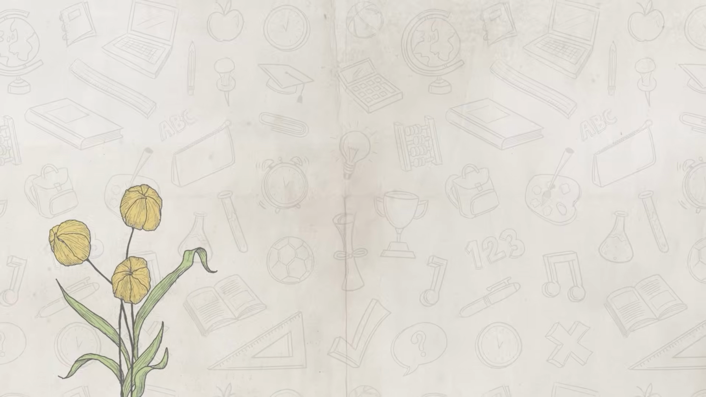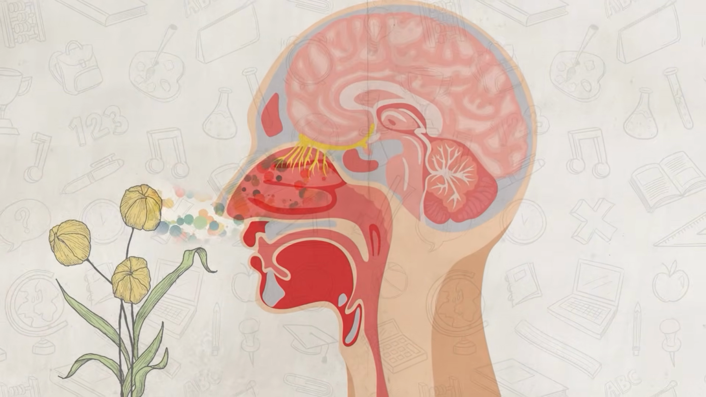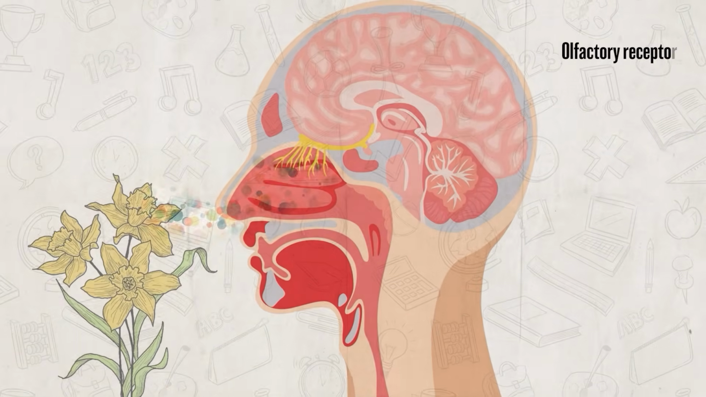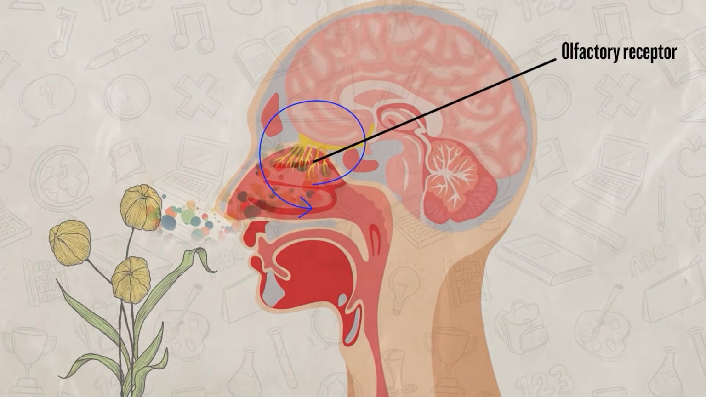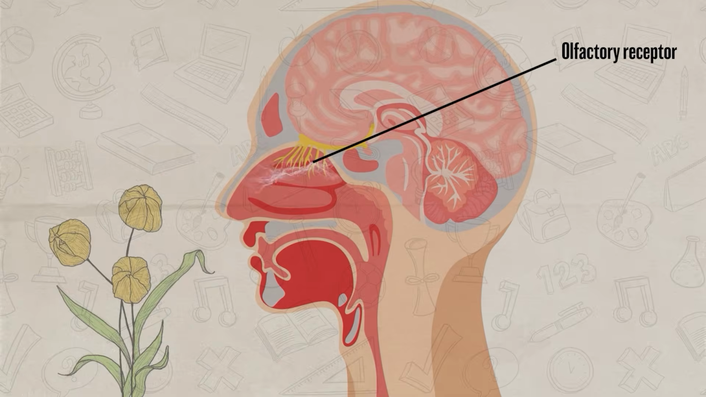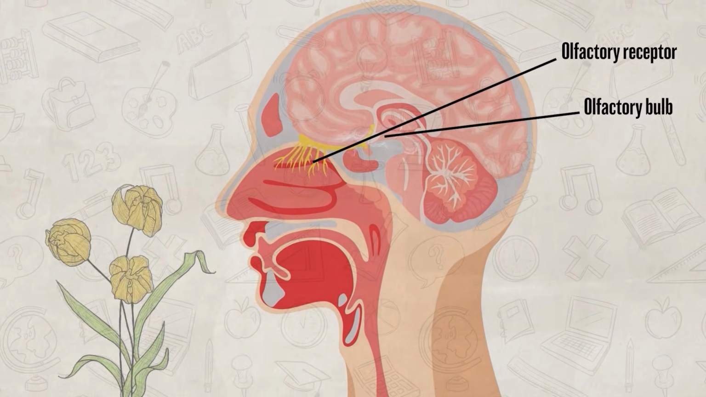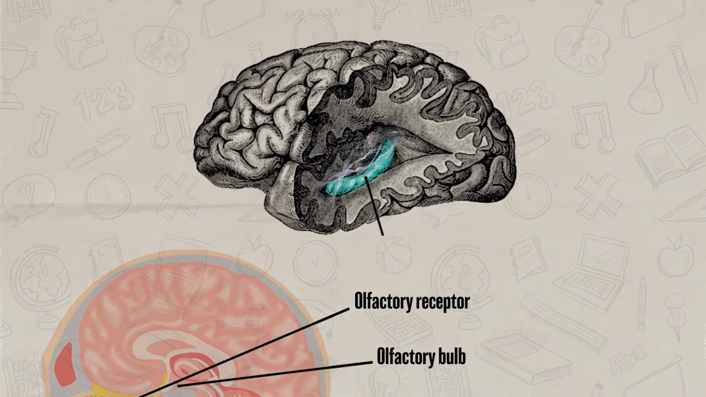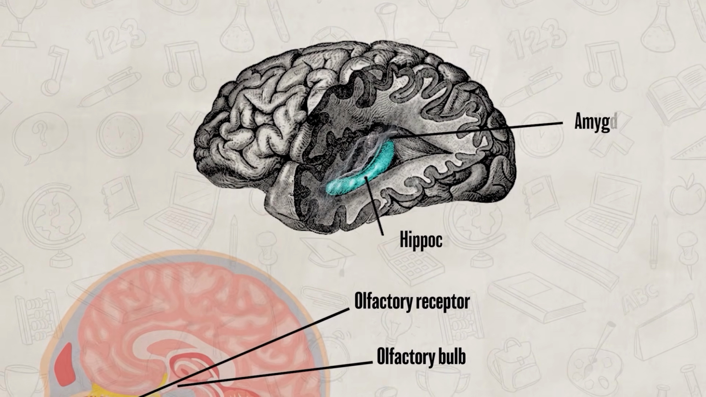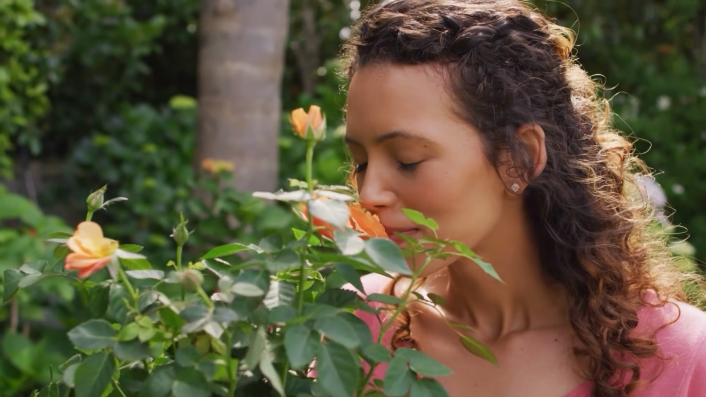Starting with smell, we can see that when you smell odor molecules, they enter your nose and bind to the olfactory receptor cells located in the nasal cavity. Once this happens, the receptors then transduce the chemical signal into an electrical signal, which is sent to the olfactory bulb in the brain. After that, the signal is sent to different parts of the brain, like the amygdala and hippocampus, which explains why smell can trigger strong emotions or memory.